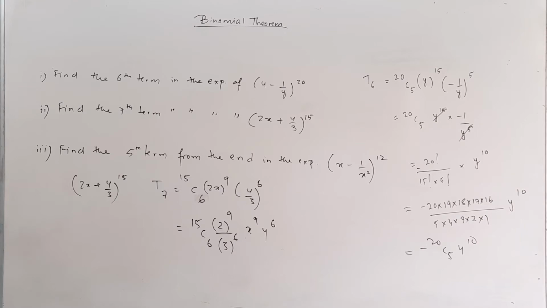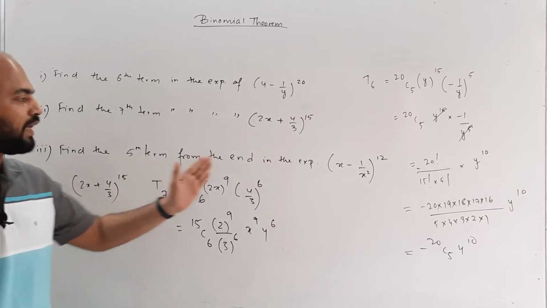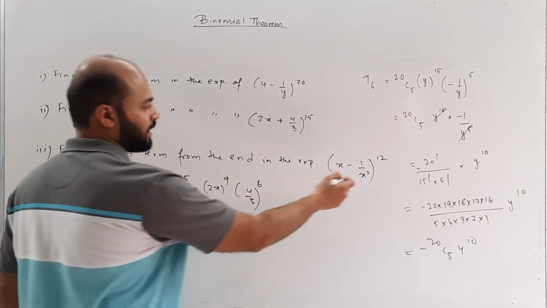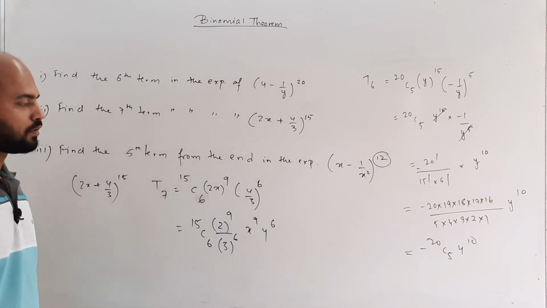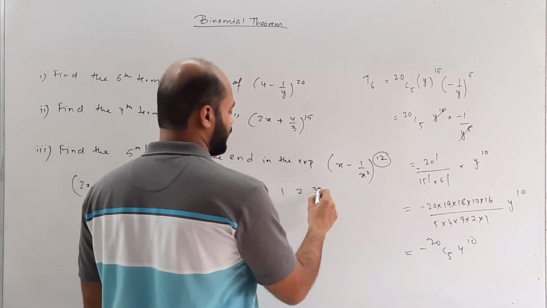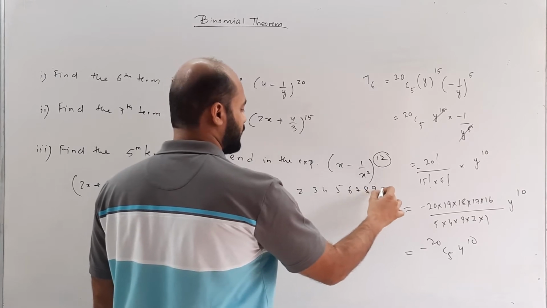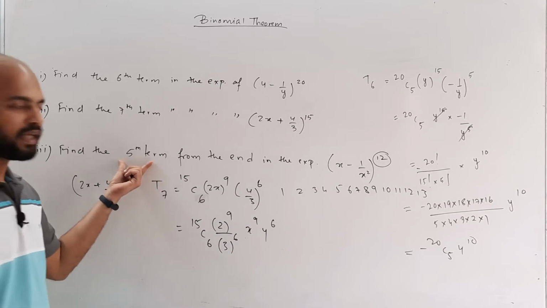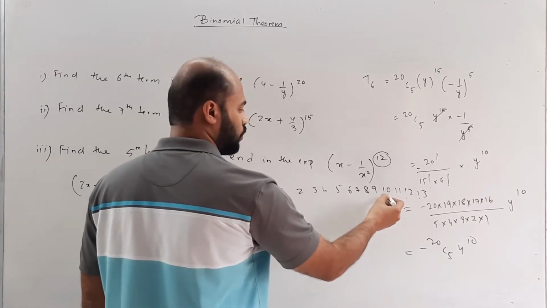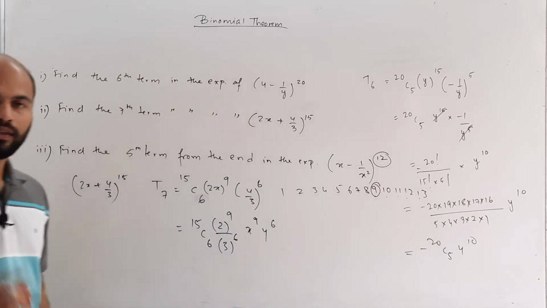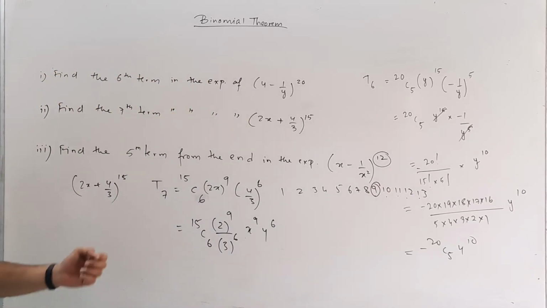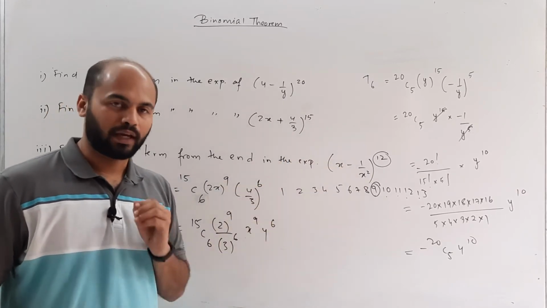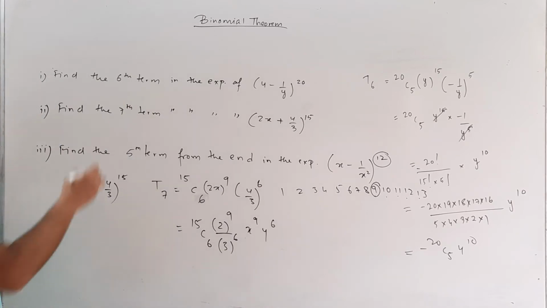Now let's go to the last question, that is finding the fifth term from the end of the expansion. In this case there will be 13 terms: 1, 2, 3, 4, 5, 6, 7, 8, 9, 10, 11, 12, 13. And what has been asked is the fifth term from the end, so 1, 2, 3, 4, 5. We have to find the ninth term. So how do we find it in the general case? If there was a power of 50 over here, it is not possible to do the manual calculation. So let's understand the concept over here.